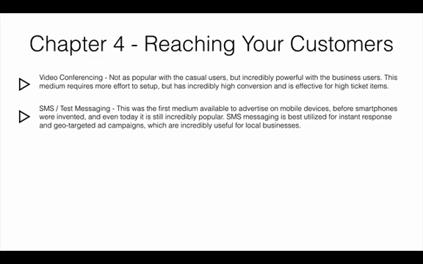SMS text messaging. This was the first medium available to advertise on mobile devices before smartphones were invented, and even today, it is still incredibly popular. SMS messaging is best utilized for instant response and geo-targeted ad campaigns, which are incredibly useful for local businesses. You could run a coupon or a coupon code through an SMS message. You could also run a survey through SMS message.